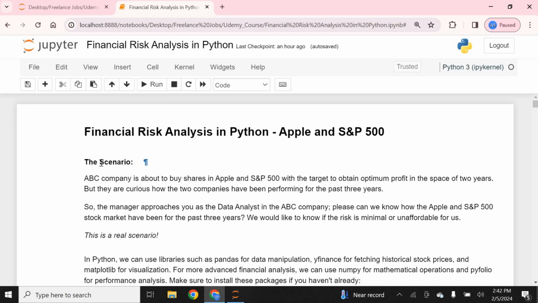This is actually a risk scenario, and I got it from a practical experience that we had with our client. So let's say we have ABC company and they are about to buy shares in Apple and S&P, with the target to obtain optimum profit in the space of 2 years. But now they are curious to know how the two companies, that is Apple and S&P, have been performing for the past 3 years. So knowing this will actually help them to have a better understanding. Have these companies been performing well? Is there potential of us achieving our aim of profit?